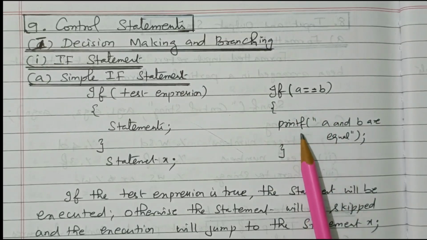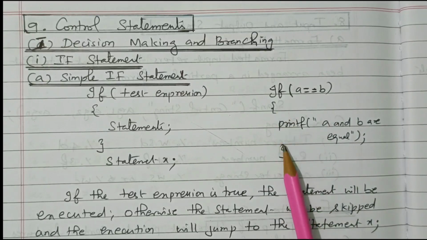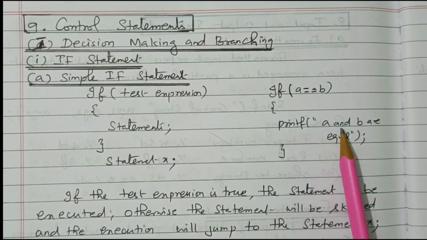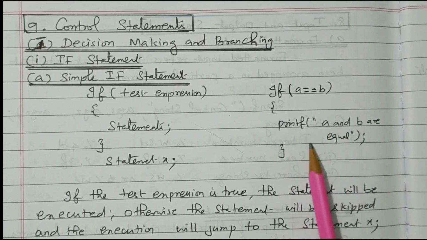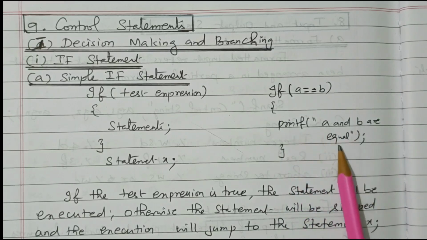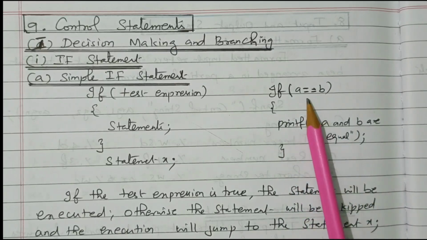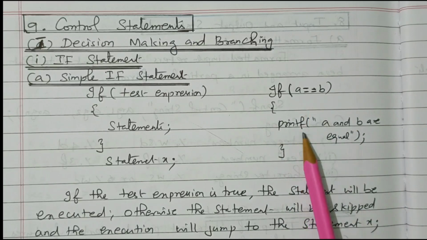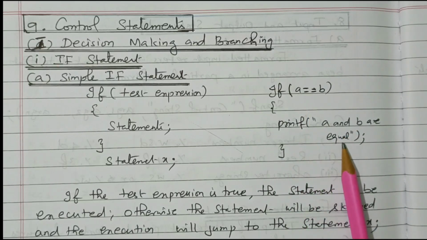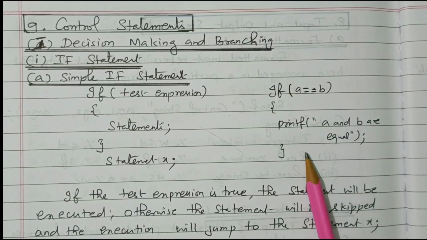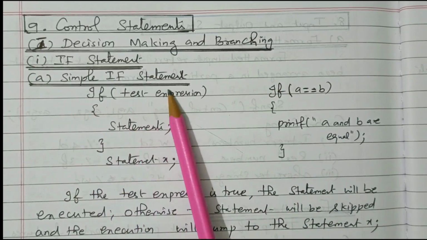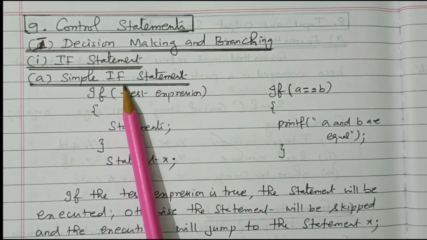Then it will go to the statement available in the braces. It will print "A and B are equal". This statement we need to write: A and B are equal. Suppose it is not equal, it will not execute this statement, right? So here the else part is not available because it is a simple if statement. Simple if statement means only if is available.